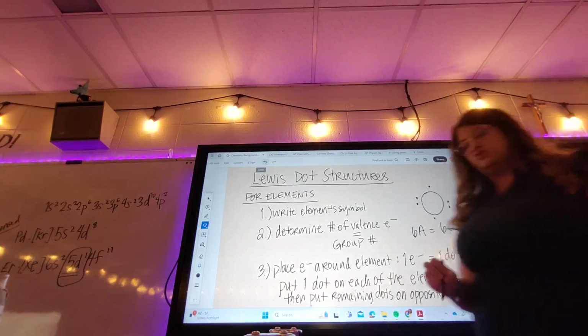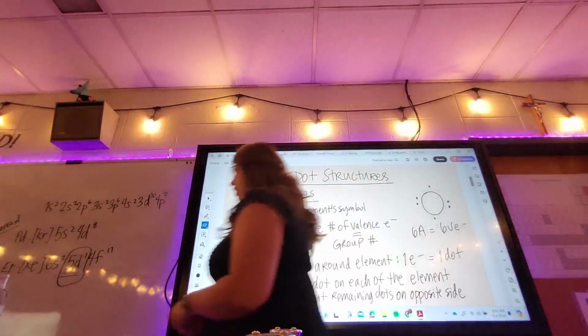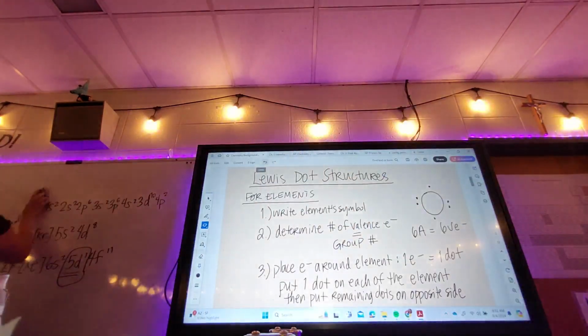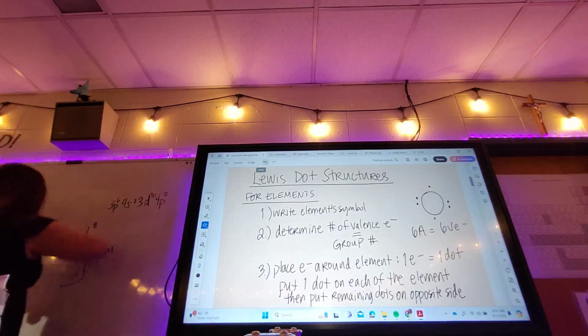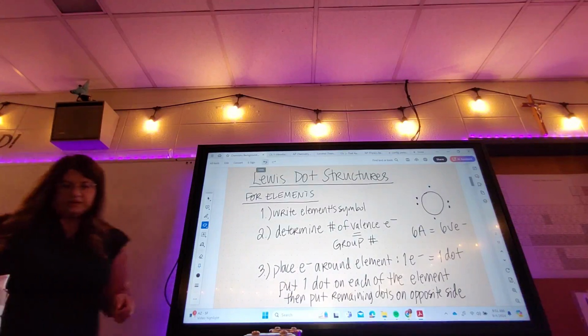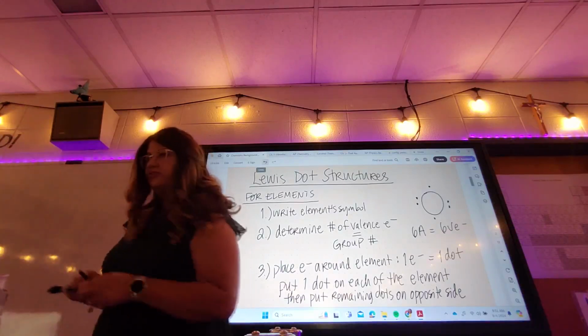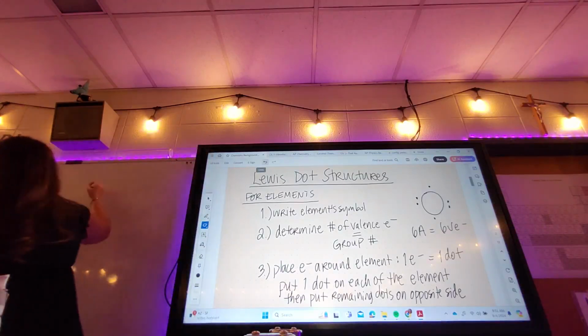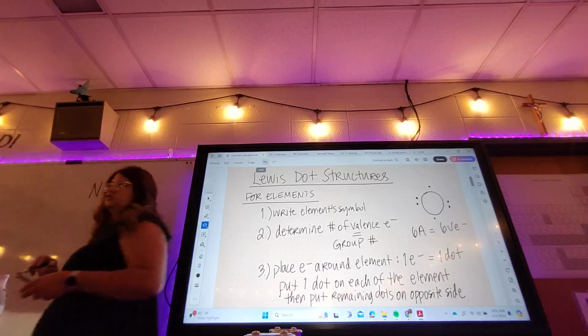Okay, so those are the rules for just regular elements. Let's do a couple of examples. Since this is pretty easy, let me give you some confidence here by giving you something I think you can handle before I break your heart. Draw a Lewis dot structure for nitrogen.